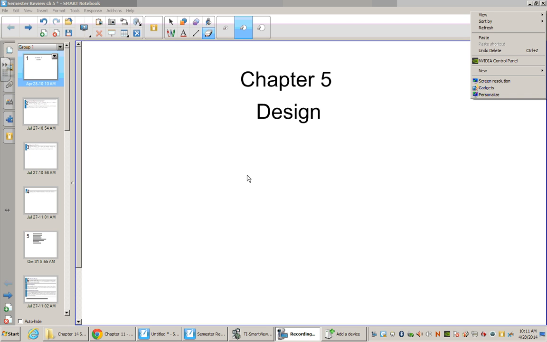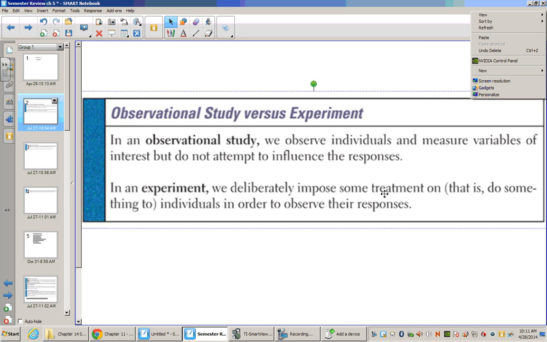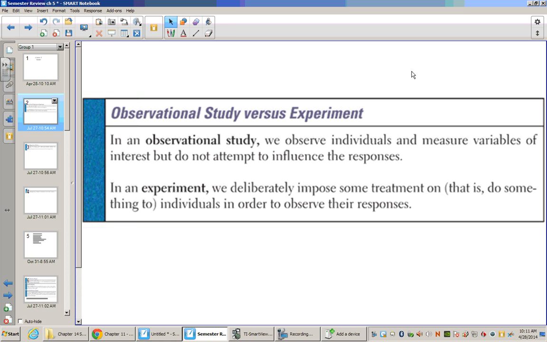Hello. Now we will be reviewing Chapter 5, which goes into the design of surveys and experiments. The first thing we need to do is know the difference between observational study and an experiment. In an observational study, we observe individuals and measure variables of interest but do not attempt to influence the responses. And this is the big issue.